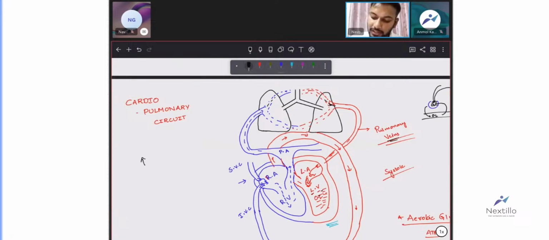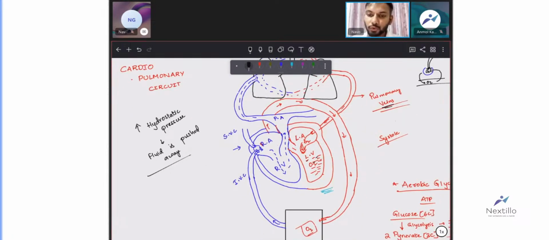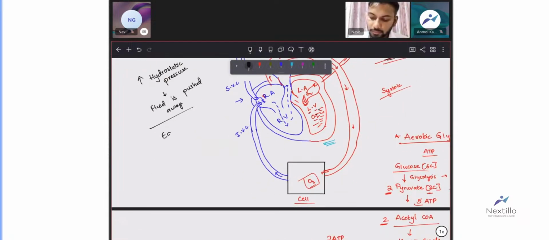Whenever the pressure in the veins increases, it will increase something known as hydrostatic pressure. If the hydrostatic pressure is increased, the fluid is pushed away from the capillaries. So accumulation of fluid outside the capillaries in the interstitial space is known as edema.